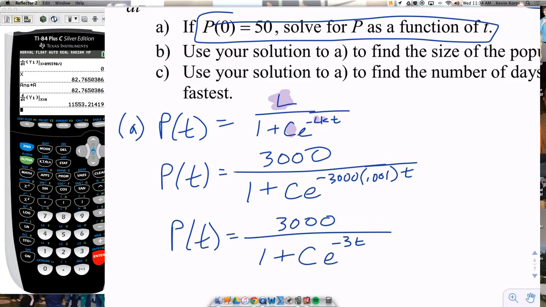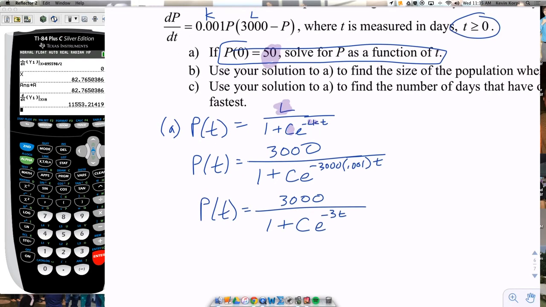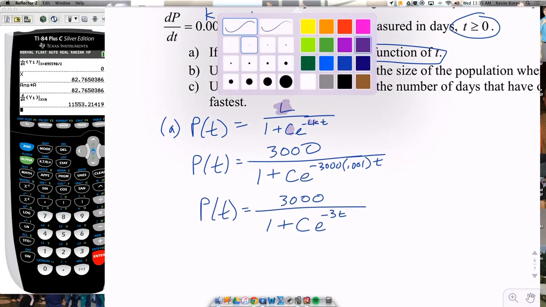But I still need to find C. Now, it says P of 0 equals 50. Does that mean that C equals 50? Since that's the y-intercept of the graph? No. I told you that C in the equation is not always the y-intercept. For the second equation, it is. But for here, it may or may not be. You have to actually plug it in and figure it out.